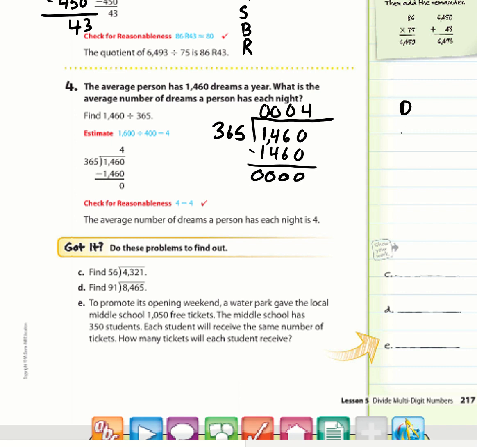So just remember, divide, multiply. 4 times 365 is 1460. Subtract, we subtracted, it equals zero. Bring down, we have no numbers to bring down, so we're going to go to our remainder. No repeat, so our final answer is 4.